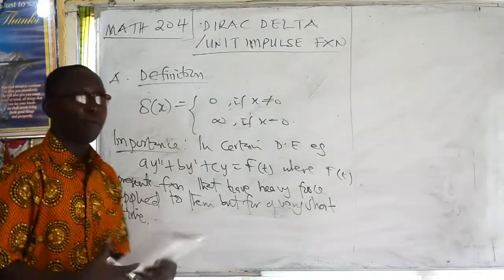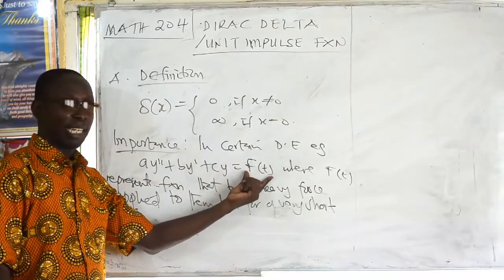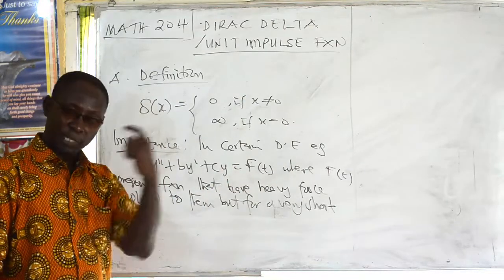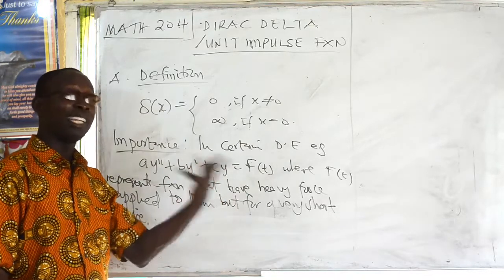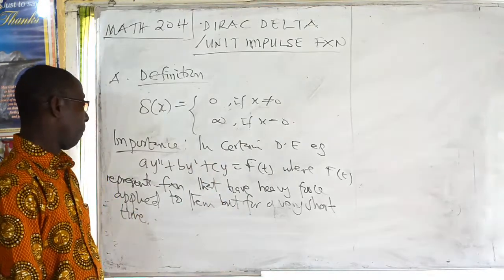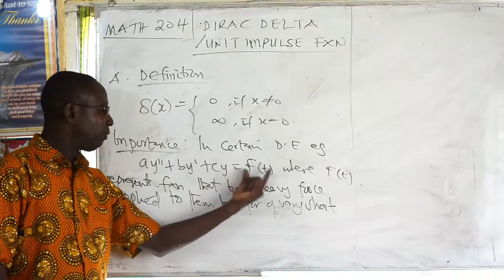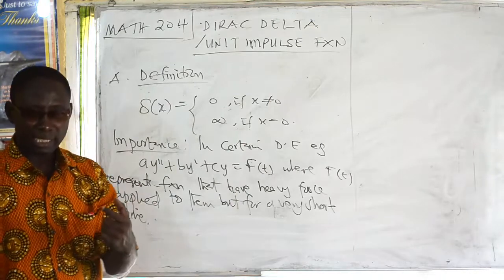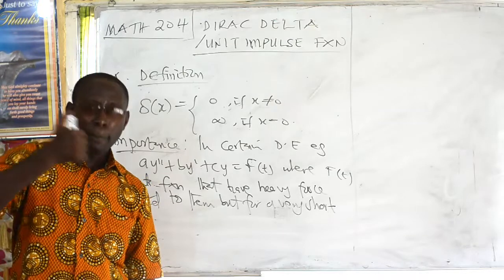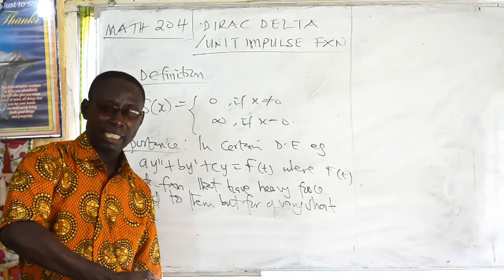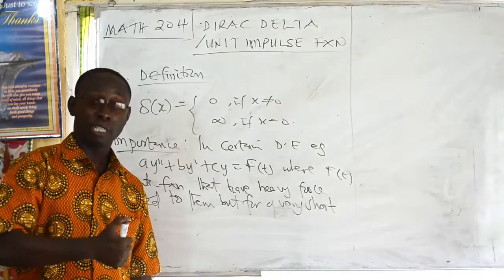We learned previously that f of t is piecewise continuous, pieces of functions that are continuous, or they can even be a discontinuous function. But for Dirac Delta, there could be a situation where f of t represents forces that are applied on objects for a very short time, a heavy blow applied on an object for a very short time.